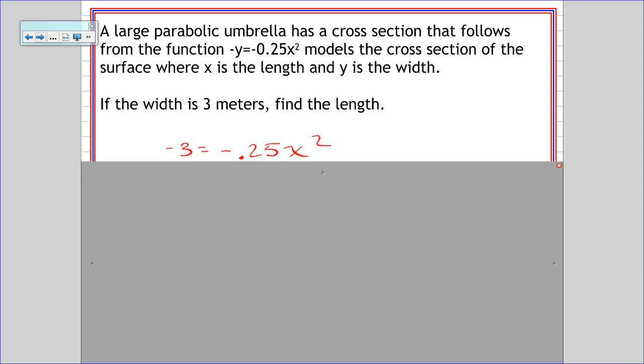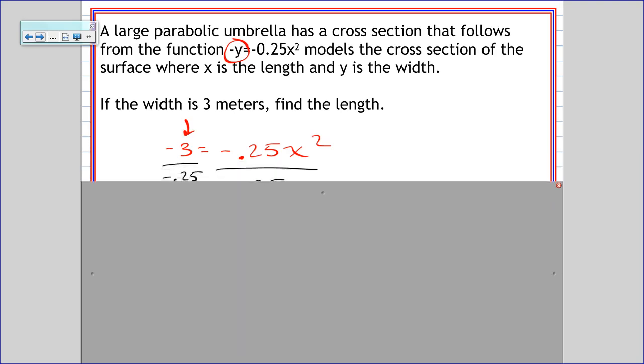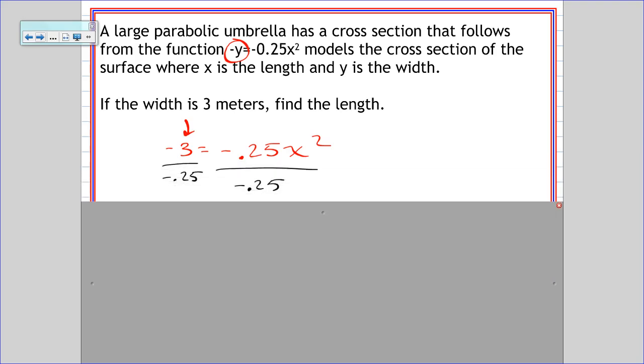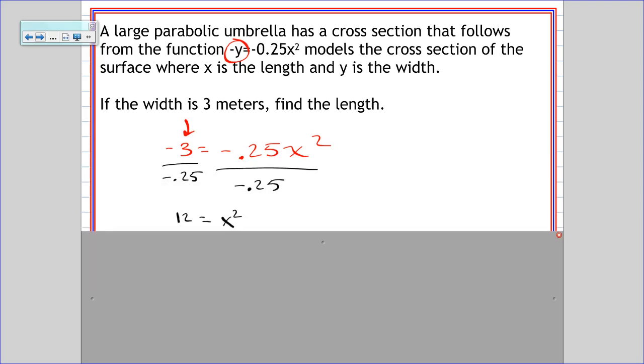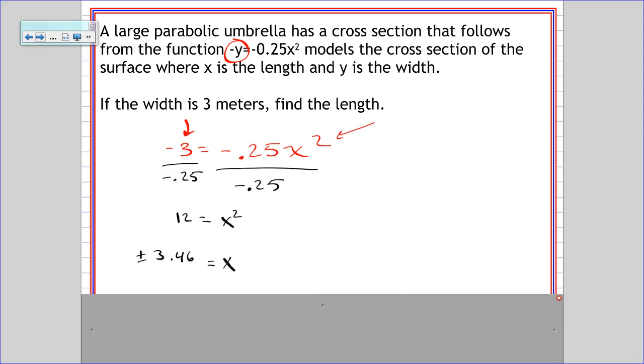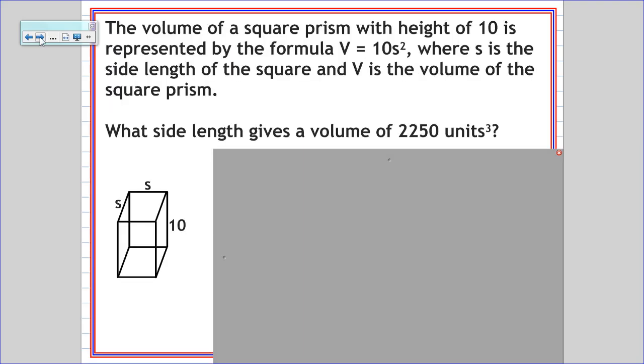Okay, so the first thing I do is I plug in 3. Notice that it's negative y up here. So that's why this is negative 3, not positive 3. I'm going to divide by negative 0.25. That gives me 12. And that's what I get for x squared. So here's where I take the square root. And I'm going to get plus or minus 3.46. Again, the minus part doesn't matter because I can't have a negative length. So my answer is going to be 3.46. And that's the length in meters.